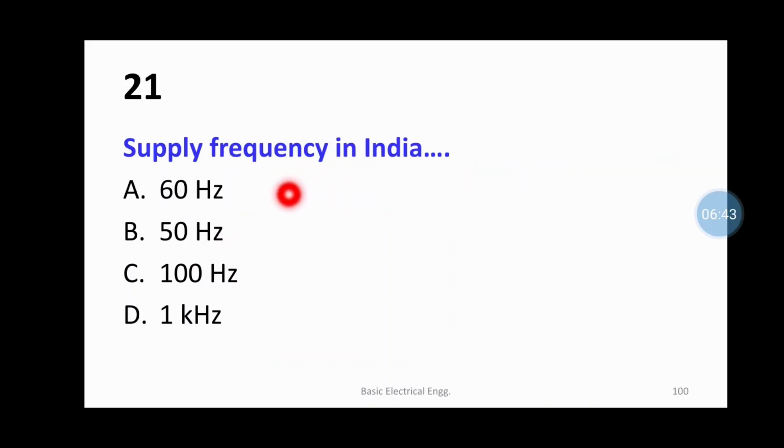Moving forward, question number 21. The supply frequency in India is dash. So please do select the right answer. The supply frequency in India is 50 Hz. If I talk about the supply frequency of the United States of America, then the supply frequency will be 60 Hz. But for our question, the supply frequency in India is 50 Hz. Please do select option B.